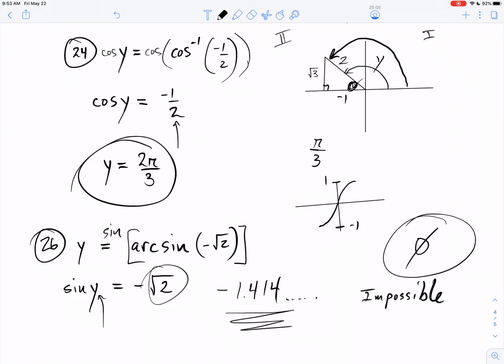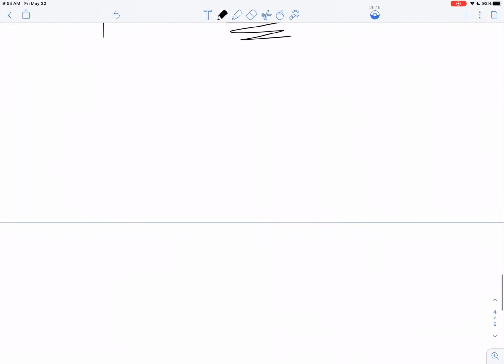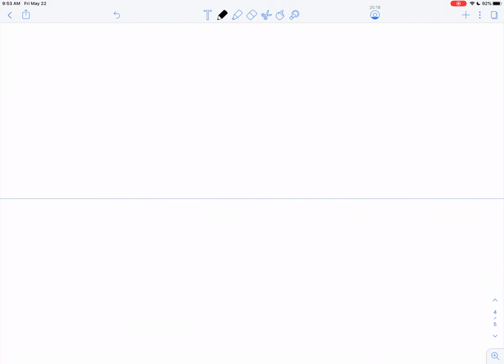All right, so seeing as this one is impossible, I'm not going to waste any more time. But I am going to go through a couple more, because you're like, why? I think I get it now. Well, whether you get it or not, I'm going to do a couple more, because what about this one?